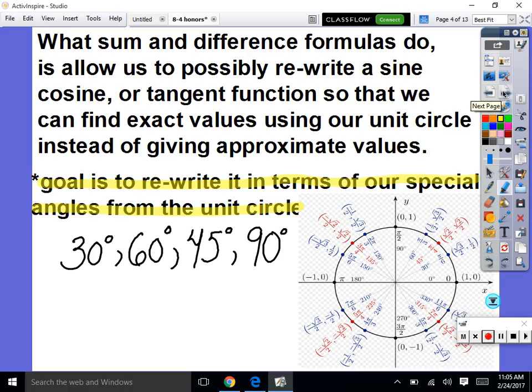Okay, so guys, what sum and difference formulas do is they allow us to possibly rewrite a sine or cosine or tangent function so that we can find exact values using our unit circle instead of giving approximate values. So our goal is to rewrite it in terms of our special angles from the unit circle, in terms of 30, 60, 45, 90, and whatnot. And then you can use your unit circle to simplify it much easier. Well, to get exact values instead of just, you'll see what I mean.